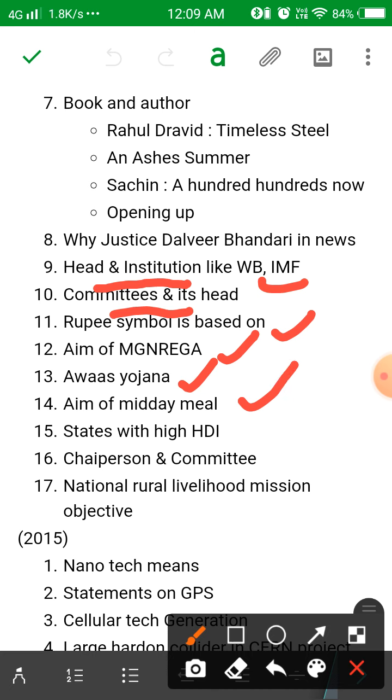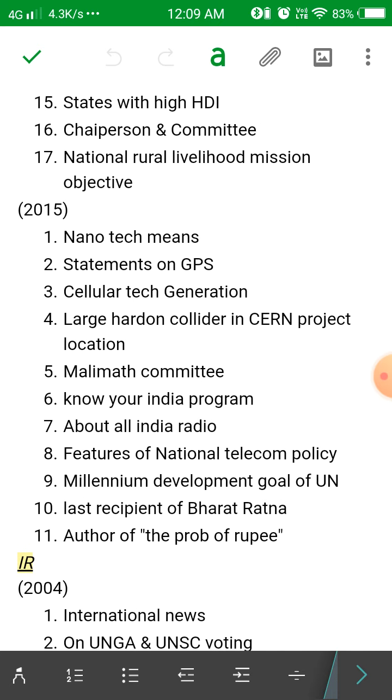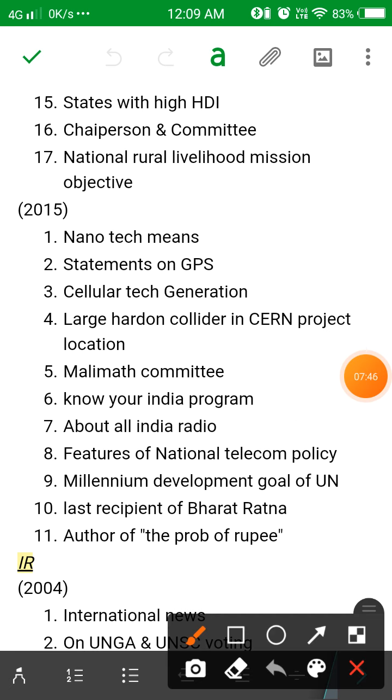And this was related to human development index, like which state has the highest human development index. And this one is important, chairman and its committee. And the other mission, national rural livelihood mission objective. And there were mostly questions on the schemes. And coming on to 2015, we had some questions related to science and technology. I think these three, that is what does nanotechnology mean, statements related to GPS, and like 2G, 3G. On this we had questions.